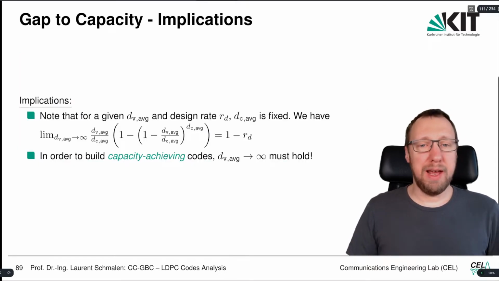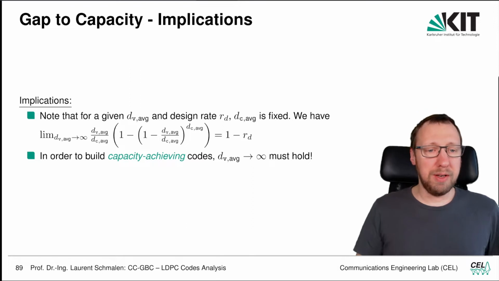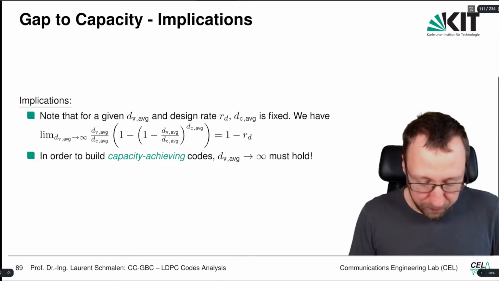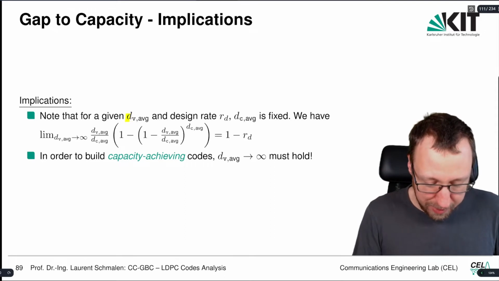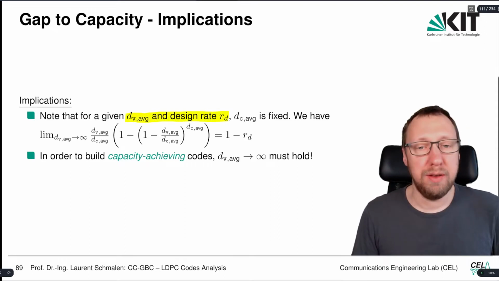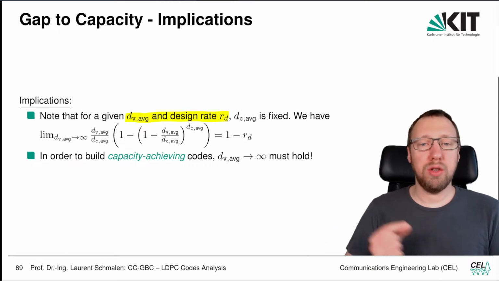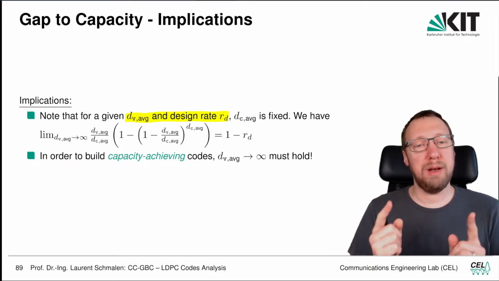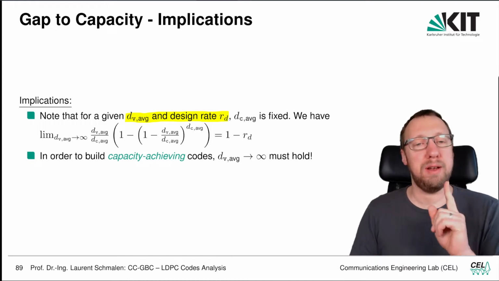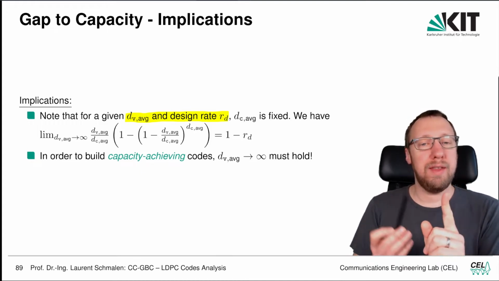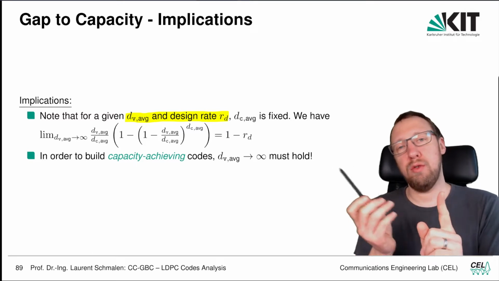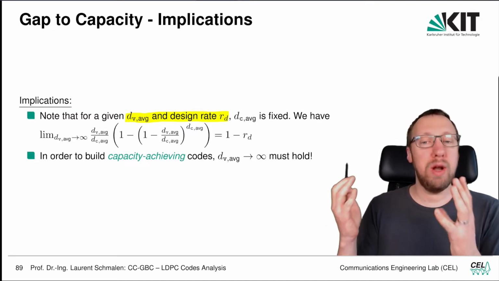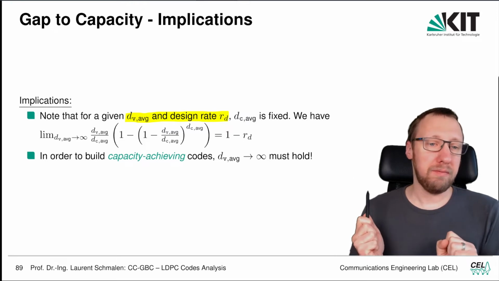So what are the implications? So first implication is usually we fix the design rate. So if we fix the design rate and if we fix an average variable node degree, that means we cannot choose the average check node degree. So we only have essentially one free parameter. So if we fix the design rate, then we can only choose the average variable node degree because the average check node degree will depend on the design rate.